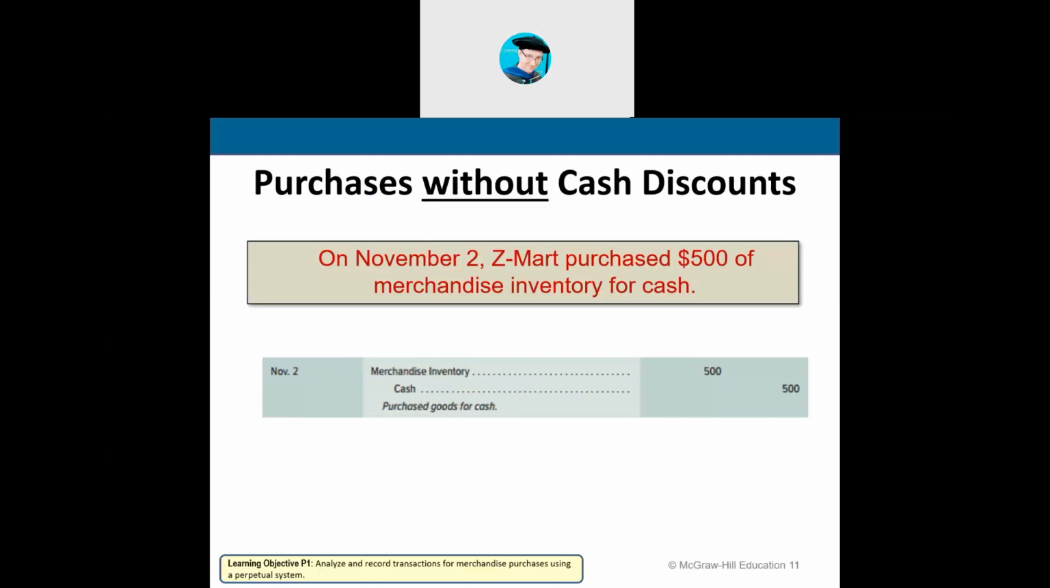So just remember the transaction process. First one is we bought the inventory using cash in order for us to be able to sell it to a customer.